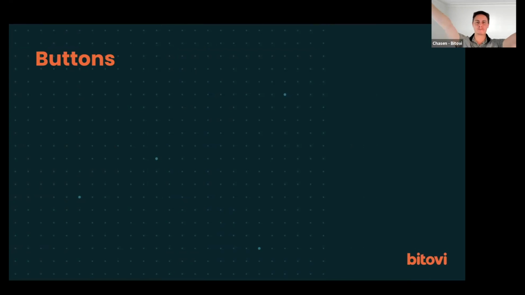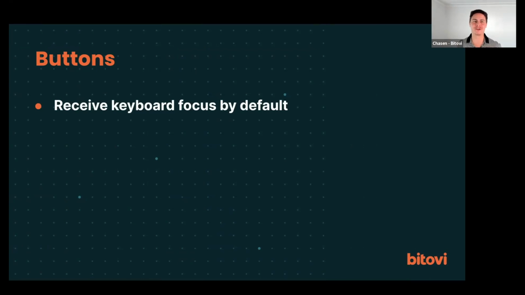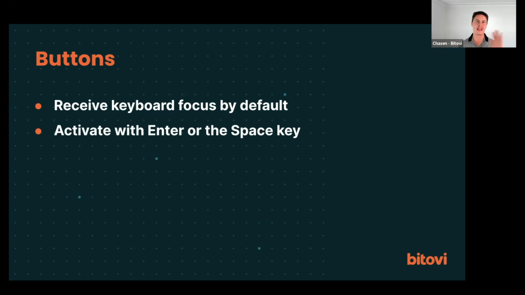So next, I want to talk about buttons. Buttons, and we're going to talk about links right after this too, right? So the button element, buttons can receive keyboard focus by default. So you're going to hear me say interactive elements a lot if I haven't said it already. So buttons can receive keyboard focus by default. You can activate them with the enter or return or the spacebar or the space keys. They can be used to submit or resubmit or to reset forms.